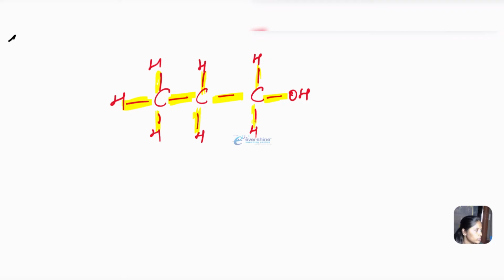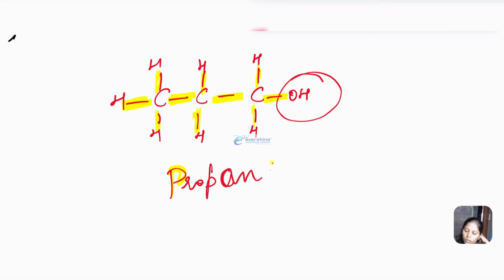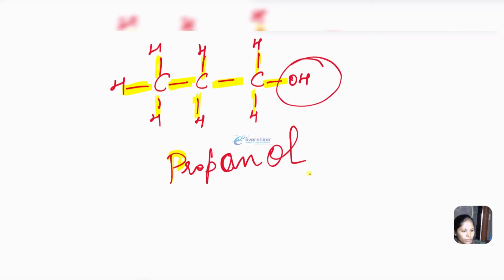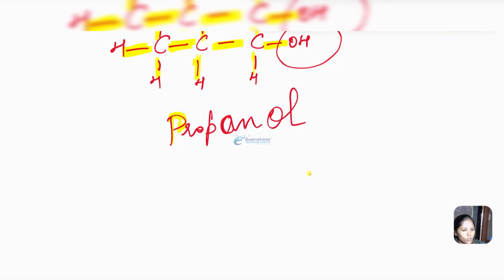Name the structure. 3 carbon means prop. P-R-O-P you should write. Whenever you have OH, you should write OL. Propanol. 3 carbon propane, whenever there is OH, you should write OL. Propanol. So like this, you need to name. Now one more structure I'll give. You should name it.